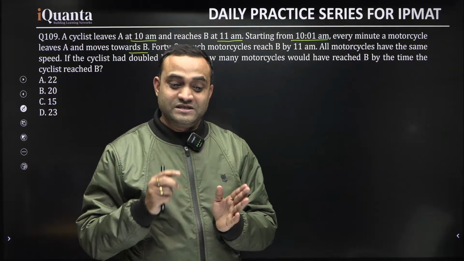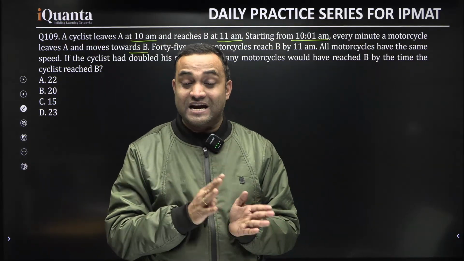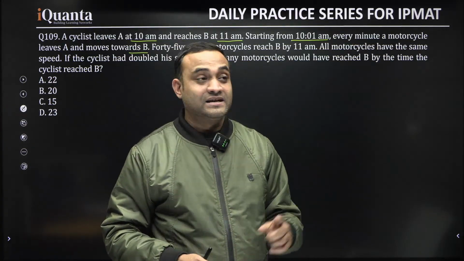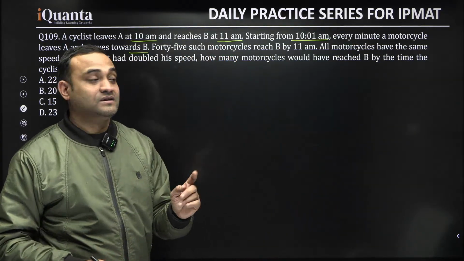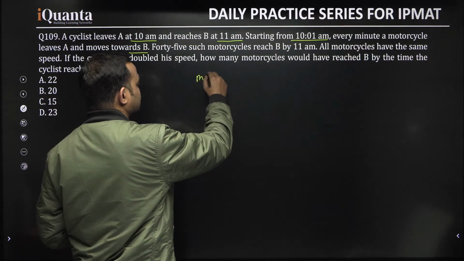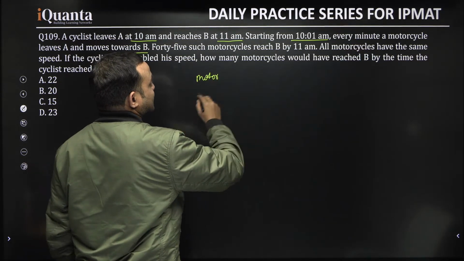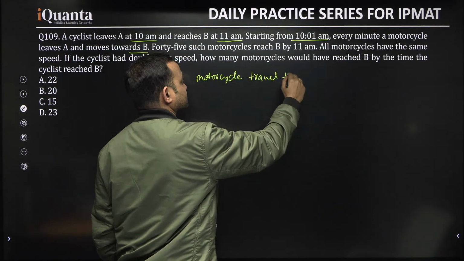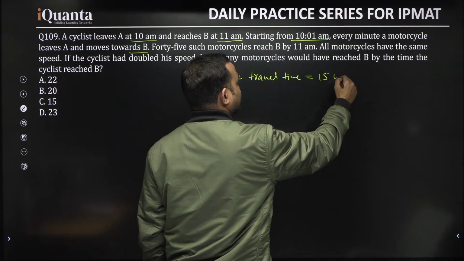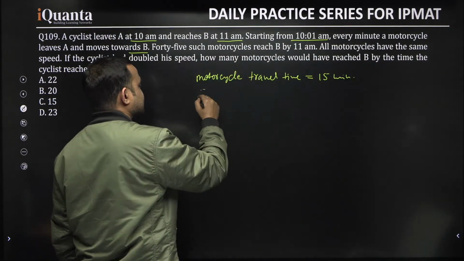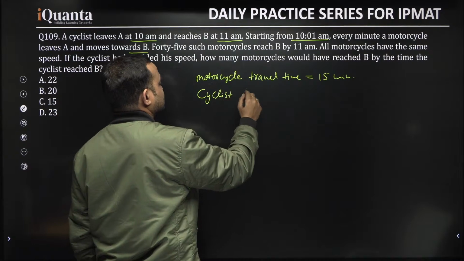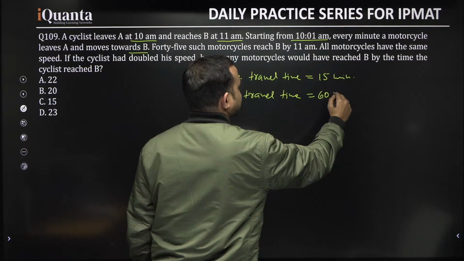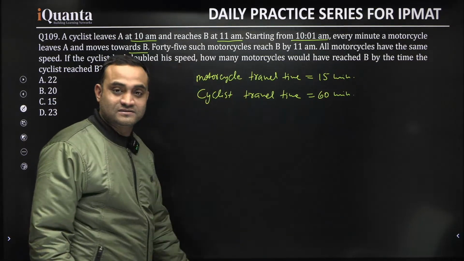45 motorcycles means the last motorcycle leaving at 10:45 is arriving at B by 11. So from 10:45 to 11, the motorcycle travel time is equal to 15 minutes, and the cyclist travel time is equal to 60 minutes.